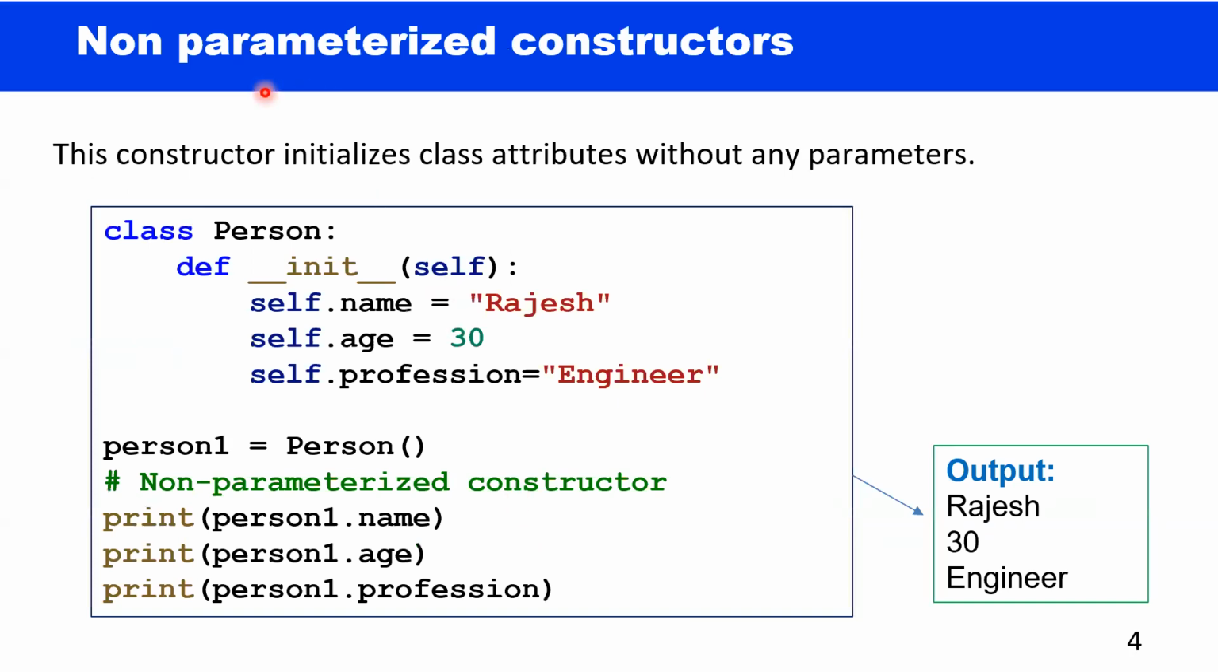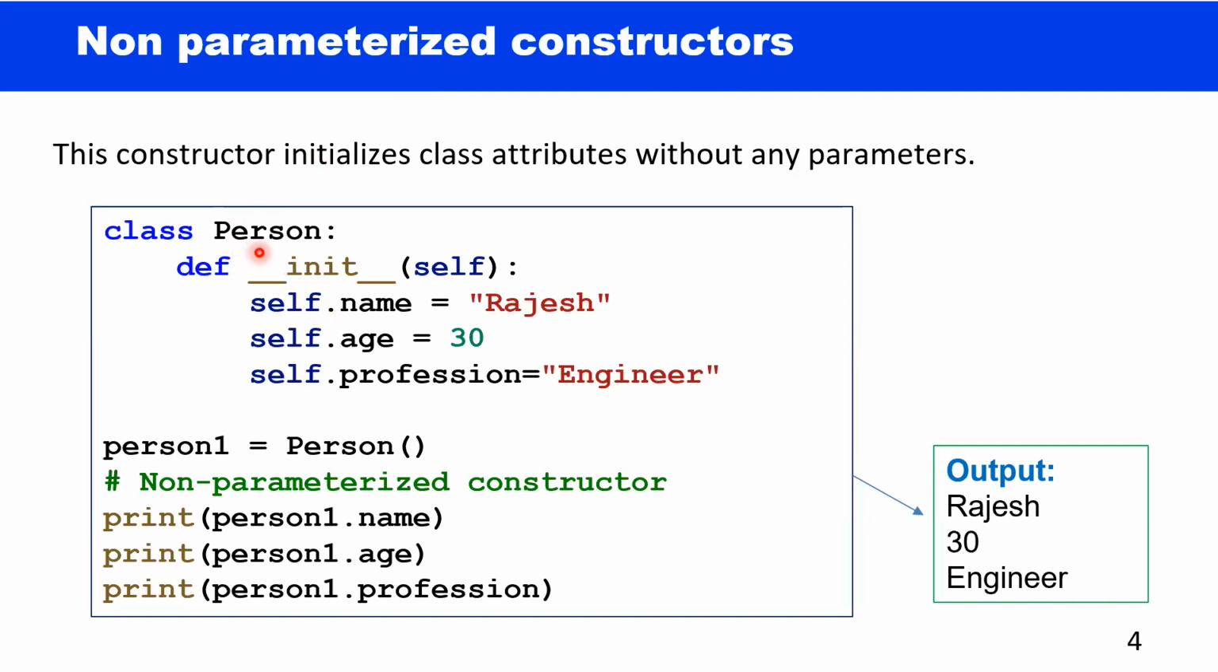The next type of constructor is a non-parameterized constructor. The name itself indicates that we need not pass any parameters whenever we instantiate the object. So basically, a non-parameterized constructor does not take any parameters. Let us see an example.